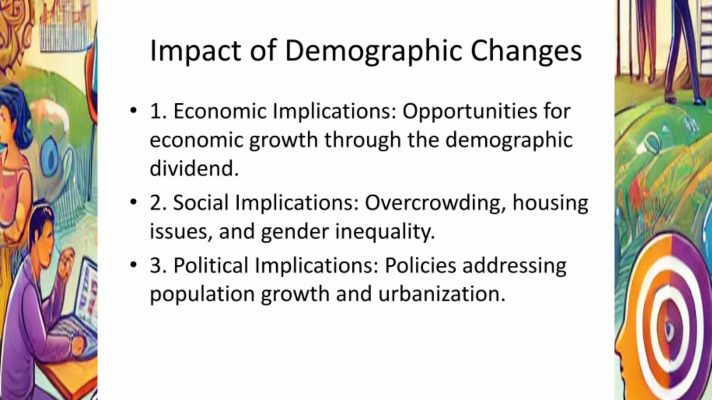Number 2 is social implications. Rapid urbanization leads to overcrowded cities, housing shortage, and environmental changes also. Unequal sex ratio can lead to social problems like gender inequality and violence. Number 3, political implications. Government policies must address population-related issues such as implementing schemes for rural employment or urban infrastructure.